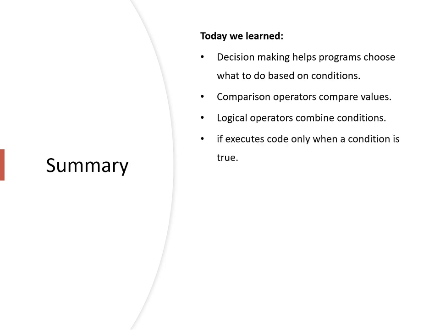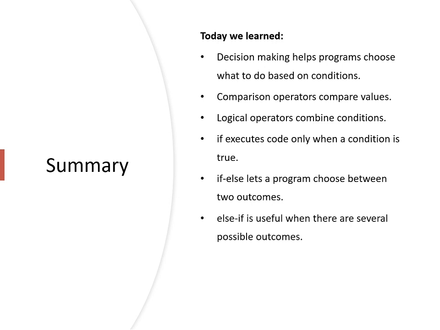The if statement executes code only when a condition is true. We learned that. The if, that is the first one, executes code only when the condition is true. While the if else statement lets a program choose between two outcomes, either true or false, or yes or no. The else if is useful when there are several possible outcomes. Like if you are trying to write a program for exam results and you want to print the grading for the students.